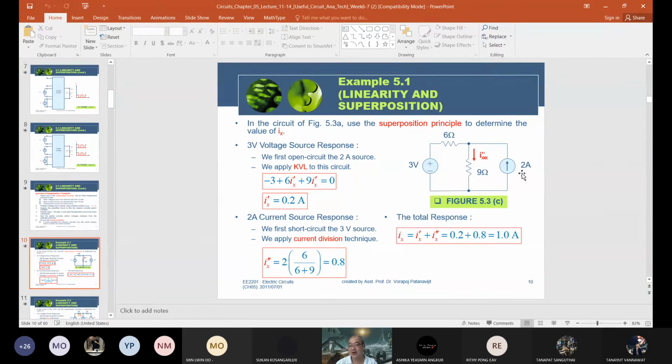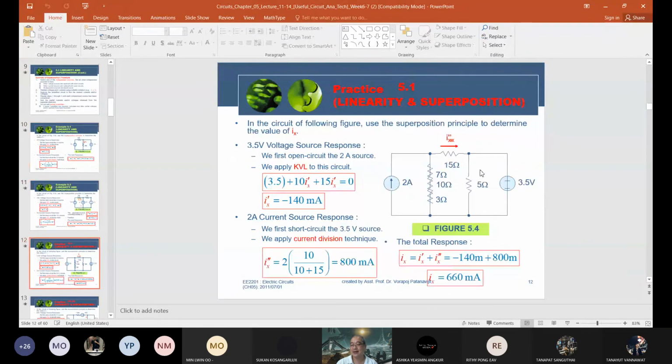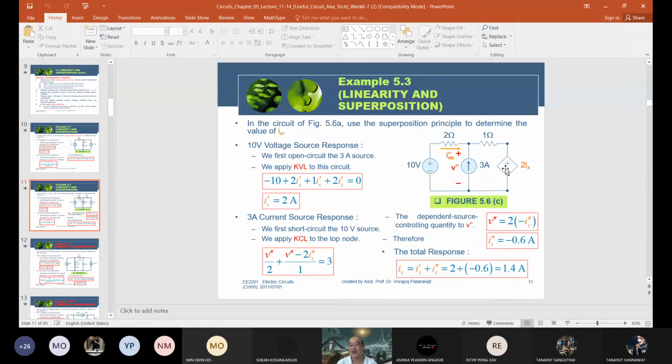After that, if we would like to know the effect from all sources, we sum the results later. Very easy. The key for this step is you must turn on only one source at a time, and you kill the other sources. How to kill a voltage source? You can kill it by short circuit. And the way to kill a current source is by open circuit. For dependent sources, we don't care about that.